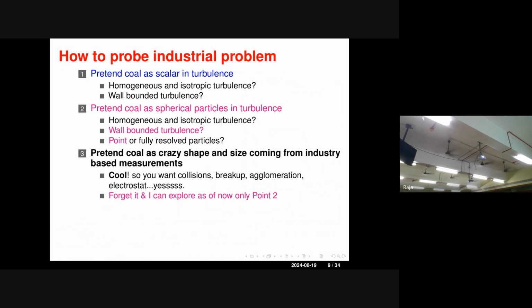The easiest thing one can do, with high-scale, high-fidelity simulation of turbulence along with particles, is the second option: pretending coal consists of spherical particles. One can go with wall-bounded turbulence with a point-particle approximation. One can go fully resolved, but then the numbers are limited to a few hundred. When going for point particles, with effective forces acting instead of resolving the complete stresses, one can go up to 10 million to 15 million particles. So we employ that second approach.